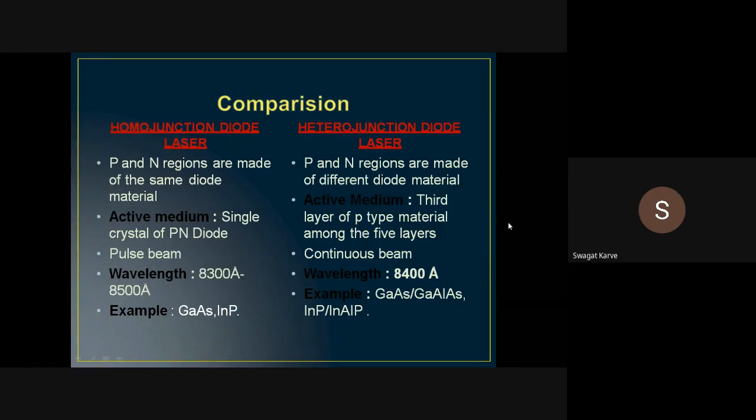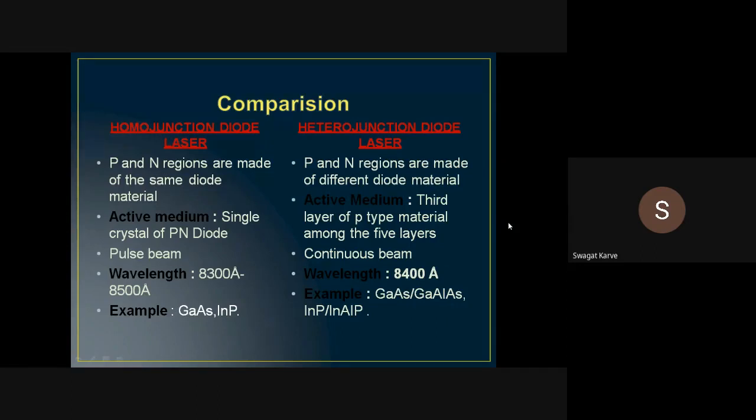Second, the homojunction diode is a single crystal of a PN diode, right? That means a PN junction diode. In case of heterojunction, there is a third layer of p type material among the 5 layers, right? That means in case of homojunction there is only one layer, but in case of heterojunction there are two layers. So it's the third layer of p type material among the 5 layers, and these two layers contribute to forming a laser beam. So that's about the heterojunction diode.